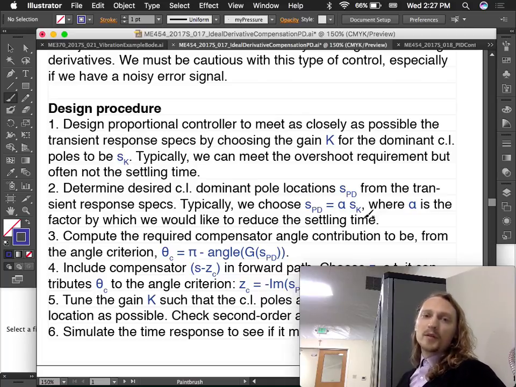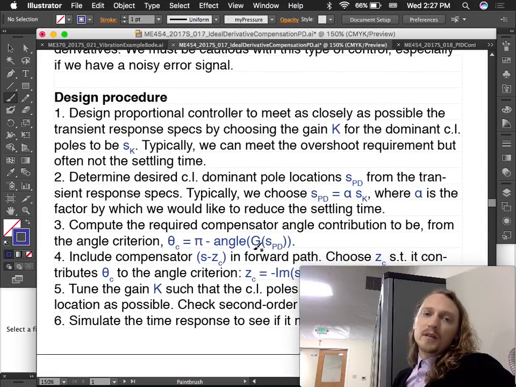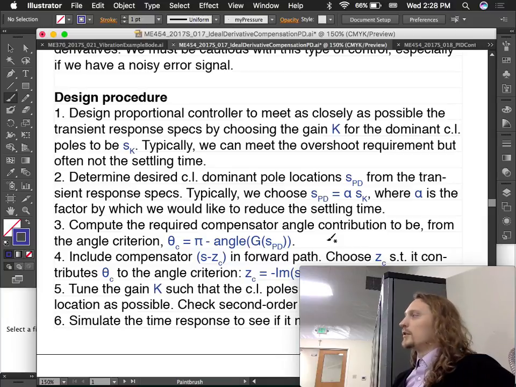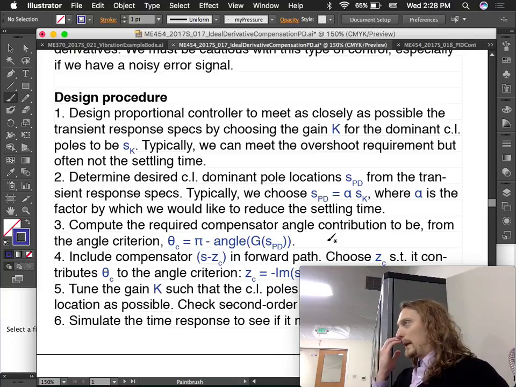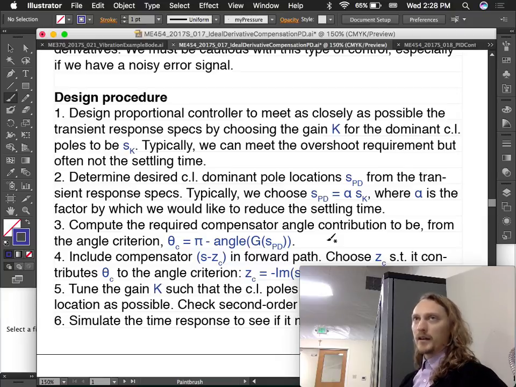Step 3, compute the required compensator angle contribution to be, from the angle criterion, pi minus whatever the angle is of the open loop transfer function when you plug in the desired closed loop pole location. So remember back when we developed the root locus, we developed two criteria for being on the root locus. And the two criteria were the magnitude criterion and the phase criterion. Remember that?